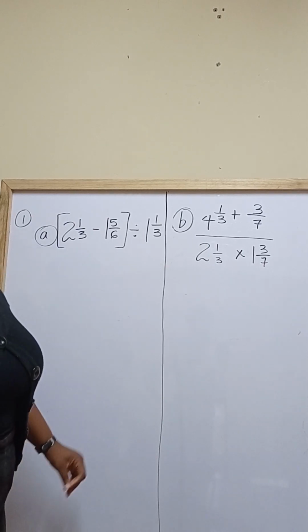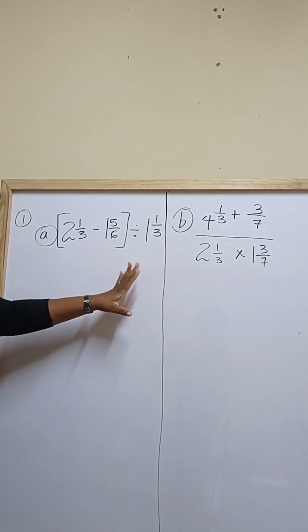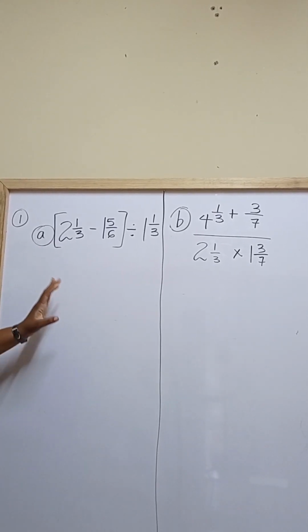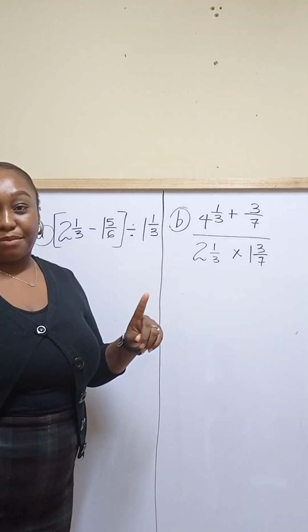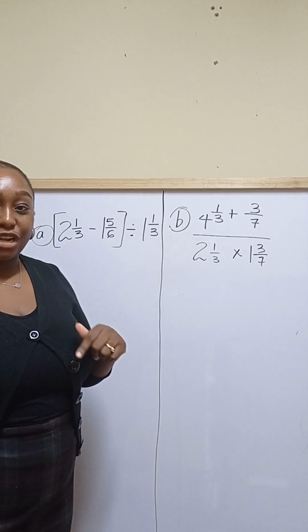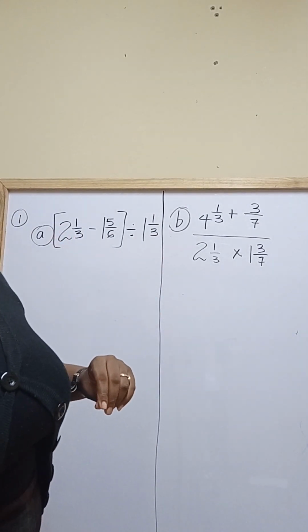Alright, so the first question on the paper is a fraction question. So we have to first remember that when we are doing fractions, we find the LCM if we are adding or subtracting fractions with different denominators.